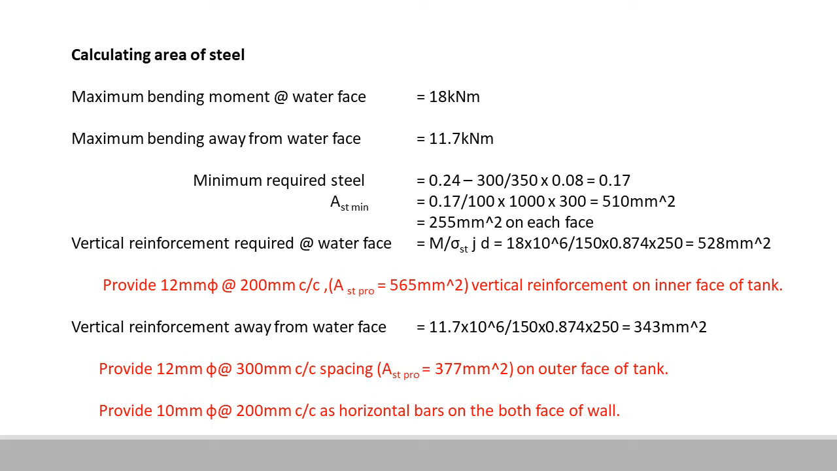So formula is the same formula, apply the values. We know all the values, so we can get the answers directly for AST. So provide 12 mm diabars at 300 mm center to center distance spacing on outer face of the tank. Then provide 10 mm diabar at 200 mm center to center distances, horizontal bars on both face of the wall.